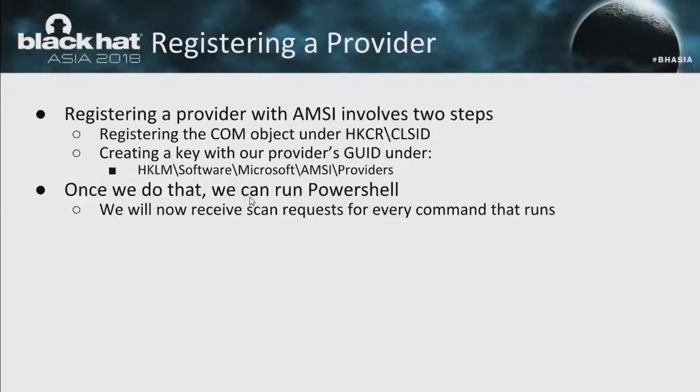So now we know that registering a provider is broken down into two steps. The first step is registering a COM object in a normal fashion underneath the class's root class ID registry key. And the second part is creating a key with our provider's GUID under local machine, software, Microsoft, AMSI providers. Now once we do that, we can run PowerShell. And our provider is going to receive every single request that PowerShell sends, which means every single command that is entered explicitly or implicitly will arrive at our provider for scanning.